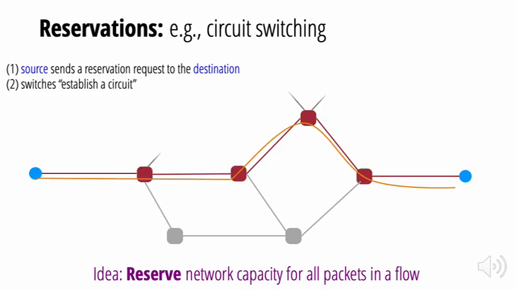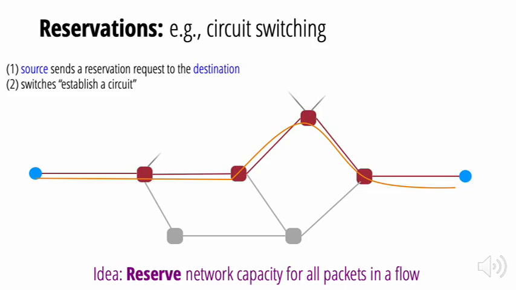Or in the terminology that's used, we say you've established a circuit. A circuit means that you have successfully gotten your reservation. You've booked resources at every hop along the path. Where did the term circuit come from? It actually comes from the phone network. This is how the phone network worked.